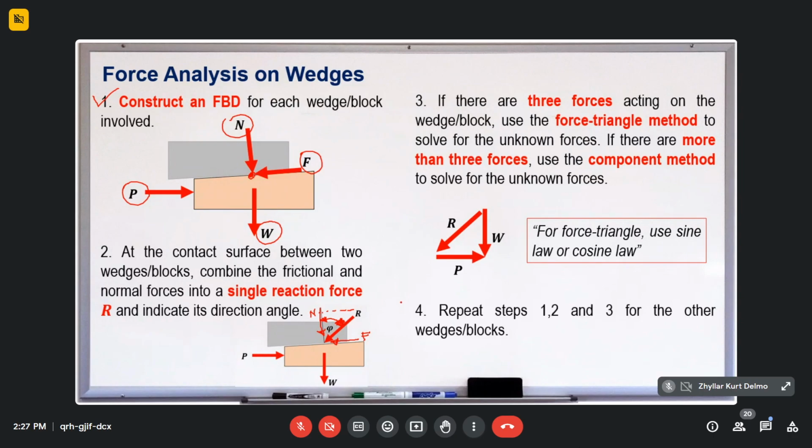Next, number 4, no, the last step: once you have solved the unknown forces, you have to repeat the steps. The first step, second, and third for the other wedges or blocks. Balik ka nimo hangtod nga mahuman ka sa tanang mga wedges and blocks. So this is how you perform the force analysis on wedges.